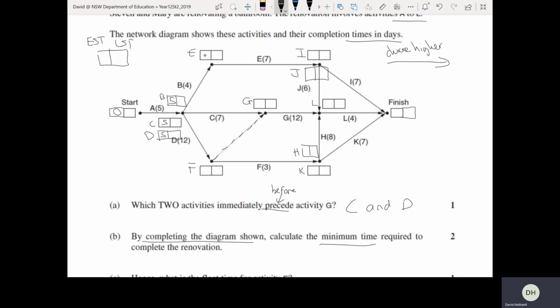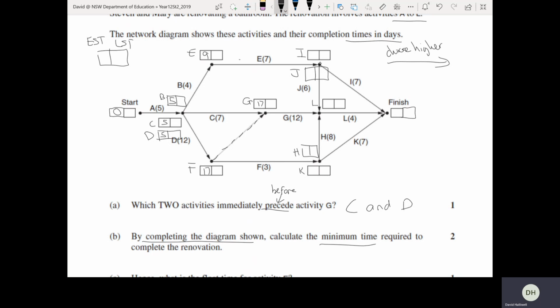Let's move up here to the EST for E. There's only one way to get to that E vertex there. 5 plus 4, so 9. Next, let's look at this one here for G. There are two ways, and we've got to choose the higher. So before I do G, maybe I'll do F, because there's only one way to do F. 5 plus 12 is 17. And then I've got two options here. I've got 5 plus 7 is 12, or 17 and the dummy is 0. 17 plus 0. So the higher is going to be 17. Okay, next.